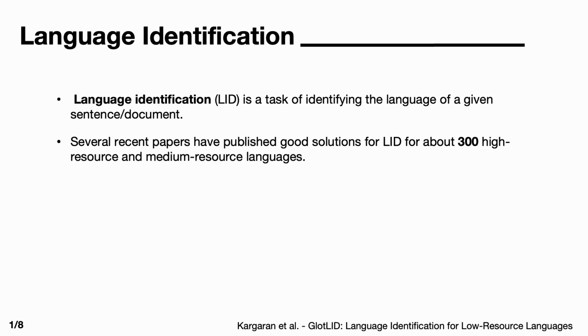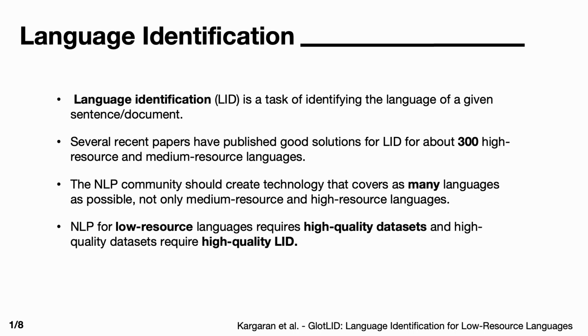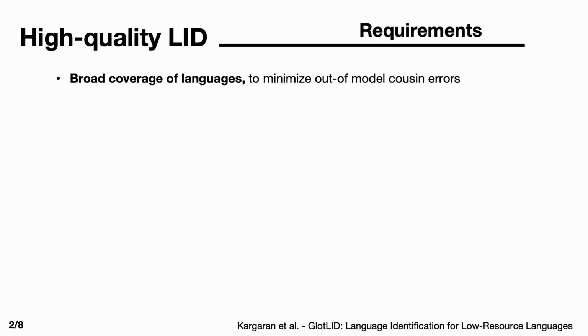LID is a well-studied problem, and several LID solutions have been proposed for higher resource languages. We believe the NLP community should cover as many languages as possible, not just focus on higher resource languages. But NLP for lower resource languages requires high quality datasets, and high quality datasets require high quality LID. Now, what are the requirements of a high quality LID for lower resource languages?